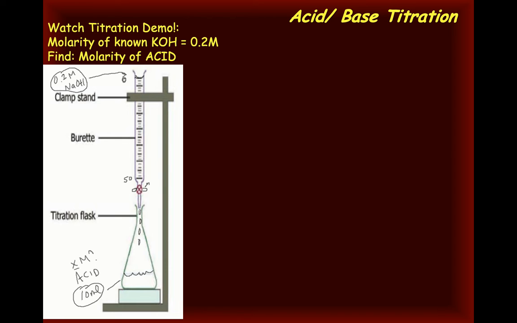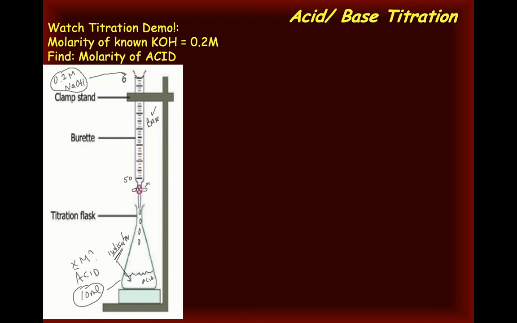My idea is, I'm also going to put an indicator in here, a couple of drops of indicator, along with the 10 milliliters of acid whose concentration I don't know. What I'm going to do is turn the screw and react the base, because base is going to be in here and acid is going to be in here. I'm going to drop the base into the acid and mix it until they reach the neutral point. When they reach the neutral point, this indicator is going to let me know when they're equal. And when they're equal, if I know the base, then I can calculate the acid and figure that out.